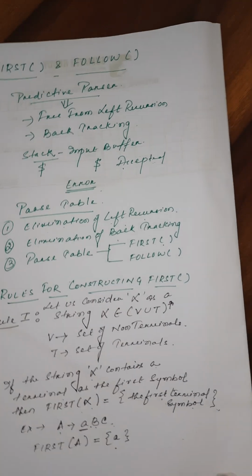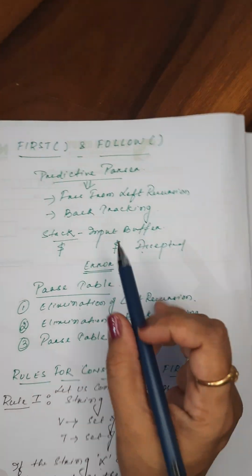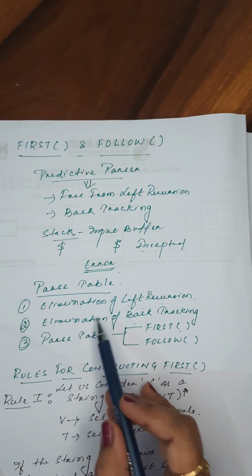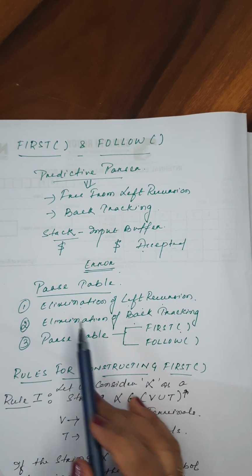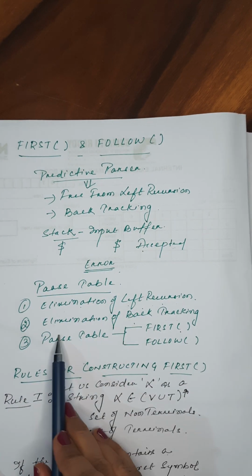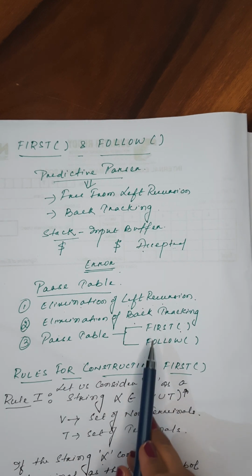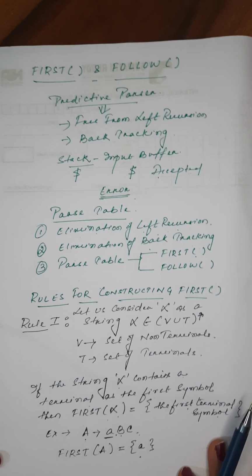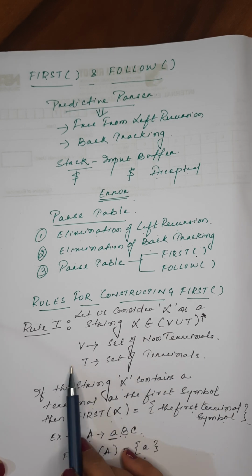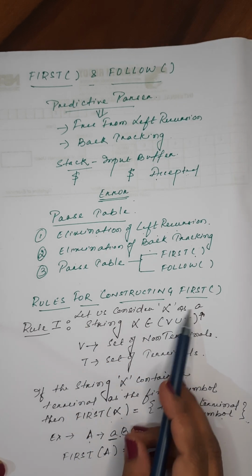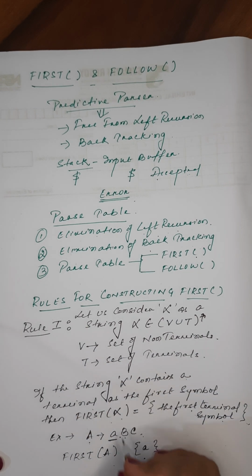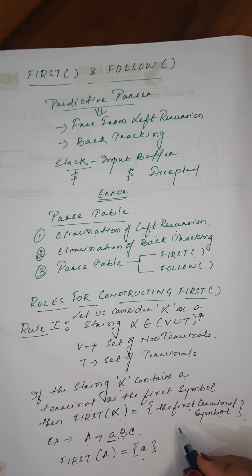So, what did we study in this lecture? We studied how to construct a parse table. For that, first we have to eliminate the left recursion and eliminate backtracking. Then for the parse table, we require two functions, first and follow. And in this lecture, I have explained how to construct first. Three rules are there. Using those three rules, we construct first.